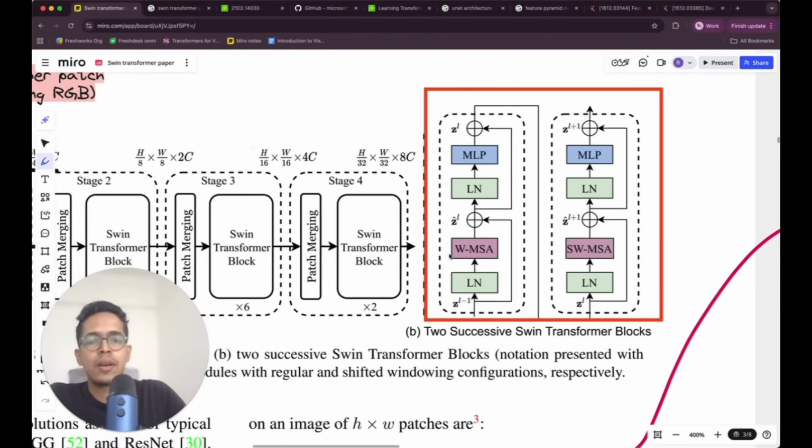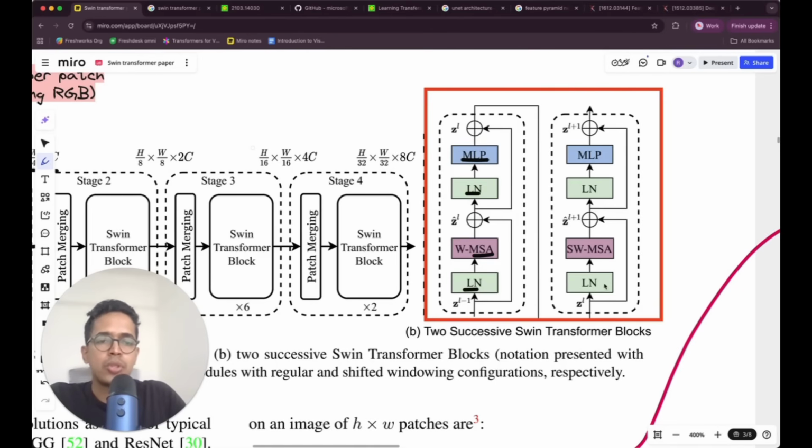It will have window-based multi-head self-attention and shifted window-based multi-head self-attention. We are yet to discuss this, but that is what happens inside here. But you can see this is classic transformer architecture. You have layer normalization followed by multi-head self-attention, then residual, so this is the skip connection. Then again layer normalization, multi-layer perceptron, again residual.